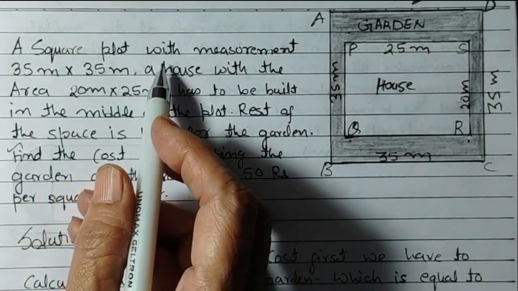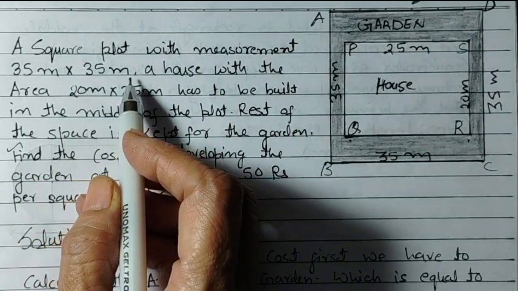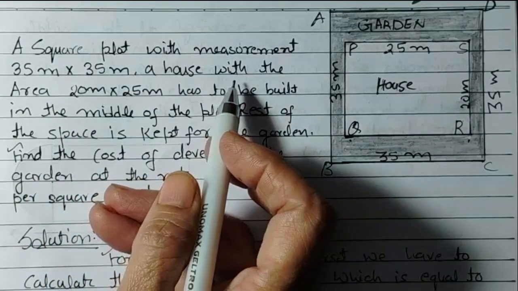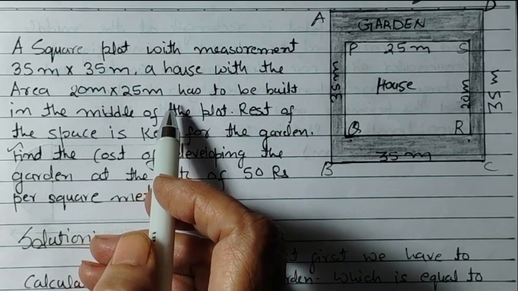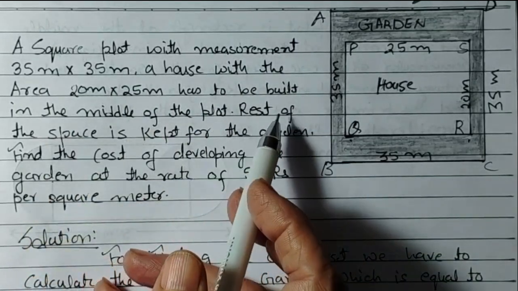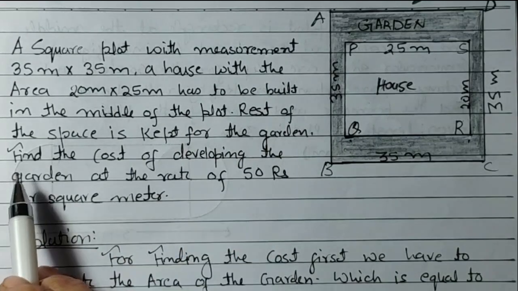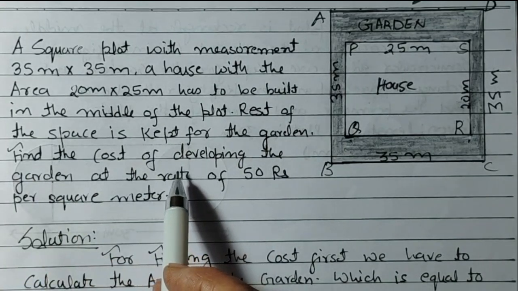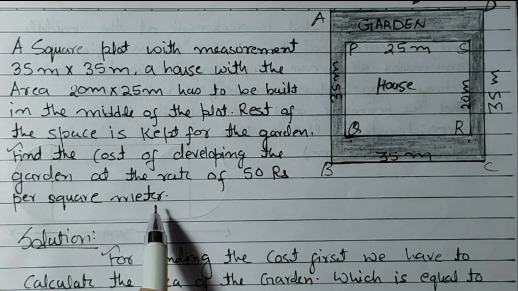A square plot with measurement 35 meters into 35 meters is there. A house with the area 20 meters by 25 meters has to be built in the middle of the plot. Rest of the space is kept for the garden. Find the cost of developing the garden at the rate of 50 rupees per square meter.